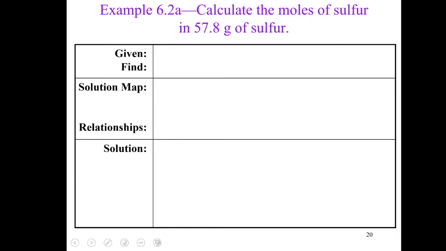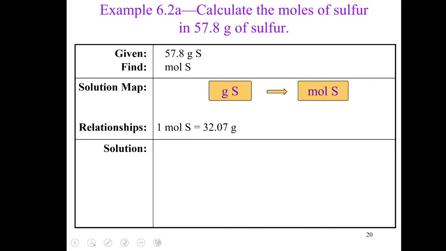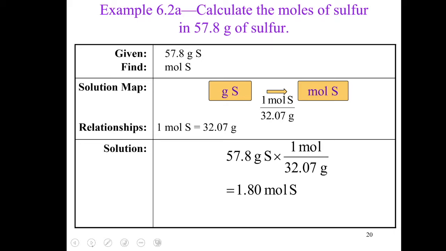Example 6.2a, calculate the moles of sulfur in 57.8 grams of sulfur. So our given is 57.8 grams, and it's S for sulfur. Our find is the moles, because this is calculating the moles. So we need to go from grams of sulfur to moles of sulfur. We're going to find our molar mass. 1 mole of sulfur equals 32.07 grams. So that's our conversion factor, 1 over 32.07. We need that number on the bottom because it needs to cancel out the grams. Plug it into your calculator, do sig figs, and you should get 1.80 moles of sulfur.